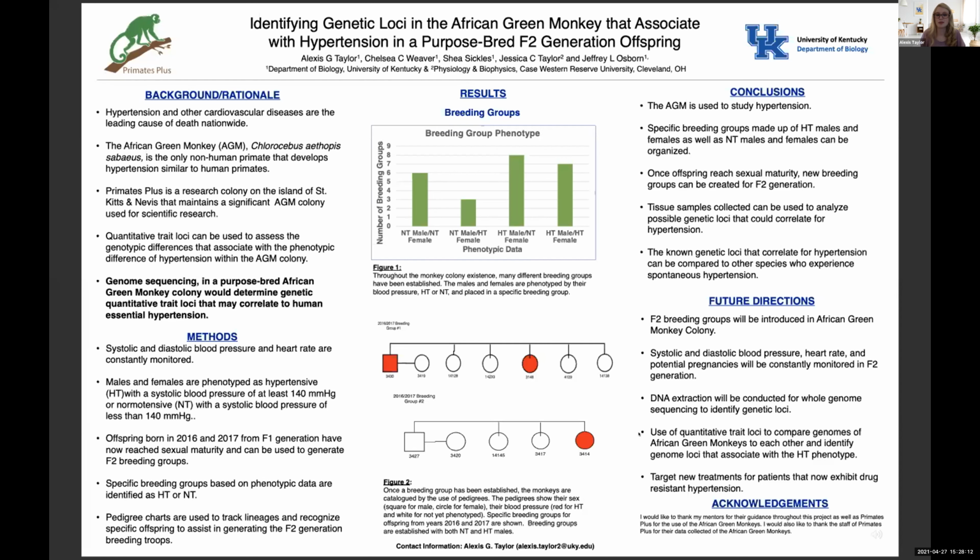Due to COVID, we have not been able to get down to St. Kitts and Nevis, right? It's in the Caribbean. It takes a little bit to get down there in order to phenotype these animals as much as we would like, in order to confidently phenotype those. So that's something we hope to do in the future, is be able to get more measurements so that we can phenotype them.